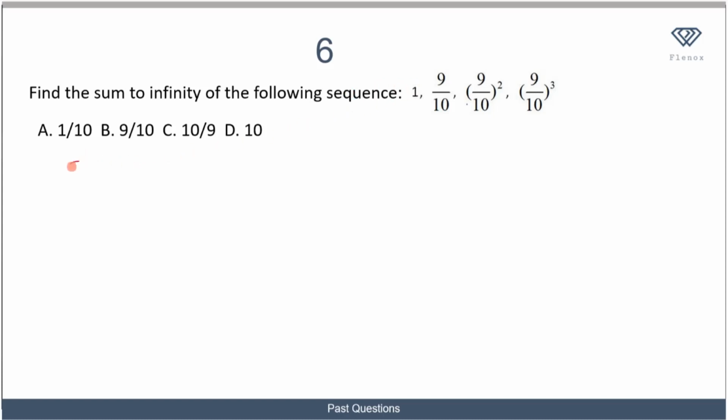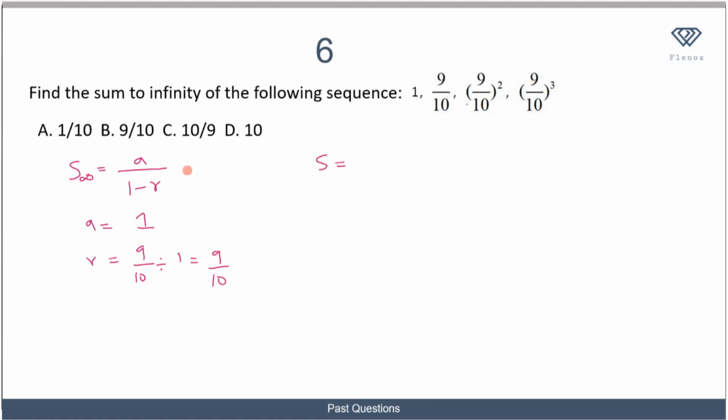So we know that the sum to infinity is given by A over 1 minus R. From the sequence, we know that the first term A is 1. And we get the common ratio by dividing the second term by the first term. So here it's going to be 9 over 10 divided by 1, and that gives us 9 over 10. So the common ratio is 9 over 10.